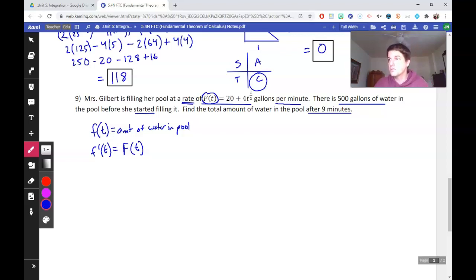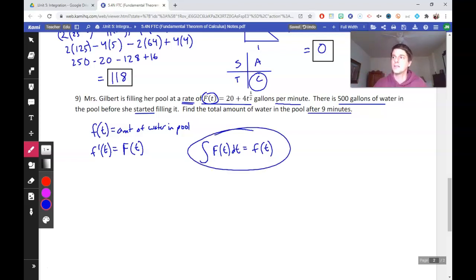So if we know this is true, that means that the integral of capital F of t dt, that's going to be equal to the original function, right? Which we don't have the original function. We want that. The unfortunate thing is we can't just do this abstractly because we would get a plus c here, right? We wouldn't know what the constant is. We actually kind of do know what the constant is, but I'll talk about that more later. Instead, we want to do a definite integral, and we have the total water in the pool after 9 minutes.